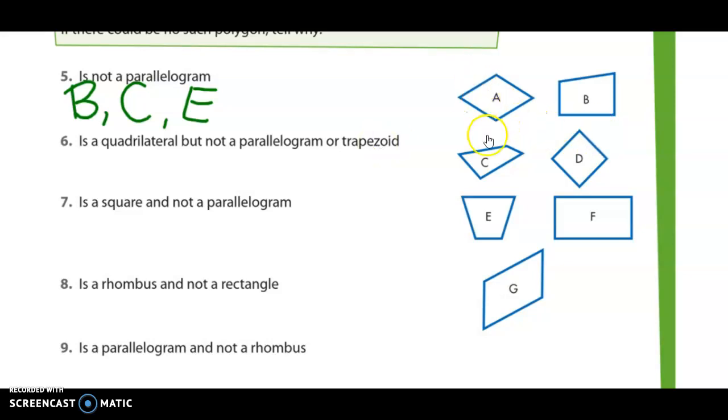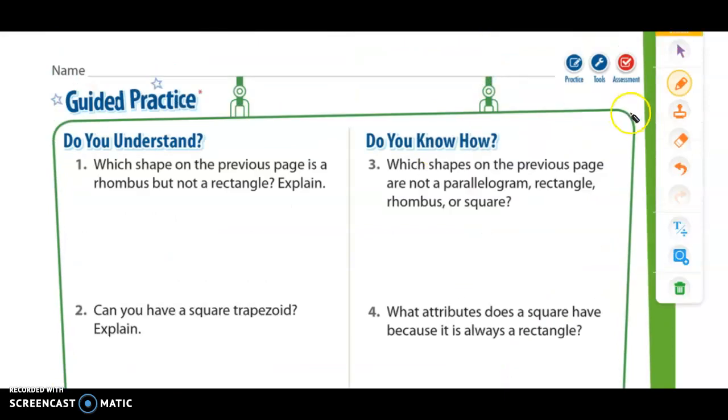We just said that B, C, and E are the only ones that are not parallelograms. Well, E still has that 1 set of sides that are parallel, and B still has a set that are parallel. So C is the only one that is not a parallelogram or a trapezoid because it has no sets of parallel lines. Number 7 is a square and not a parallelogram.